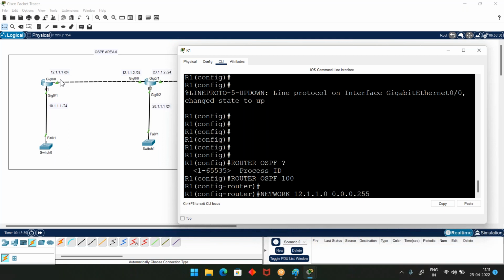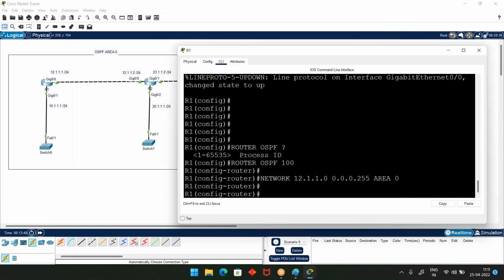Area 0. Define here area 0, then press enter. Now one more network is there.